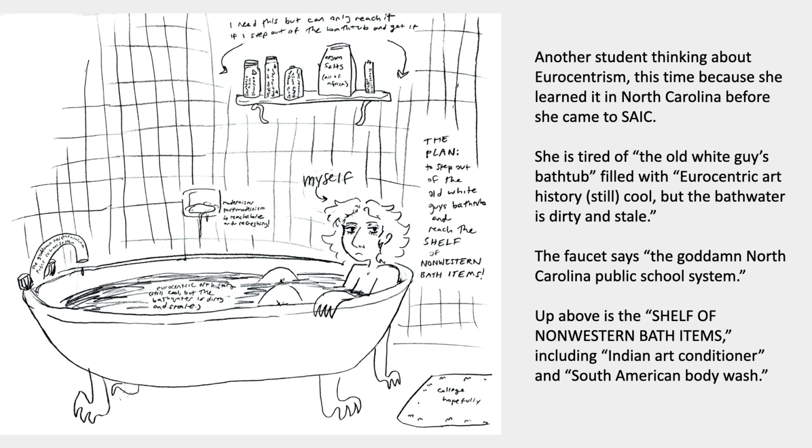The faucet on the left says, the goddamn North Carolina public school system, which gave her this Eurocentric art in her tepid bathtub. And up above is the, quote, shelf of non-Western bath items, which includes, quote, Indian art conditioner and South American body wash. And so she says on the right, the plan is to step out of the old white guy's bathtub and reach up to the shelf of non-Western bath items. It's a really good one.